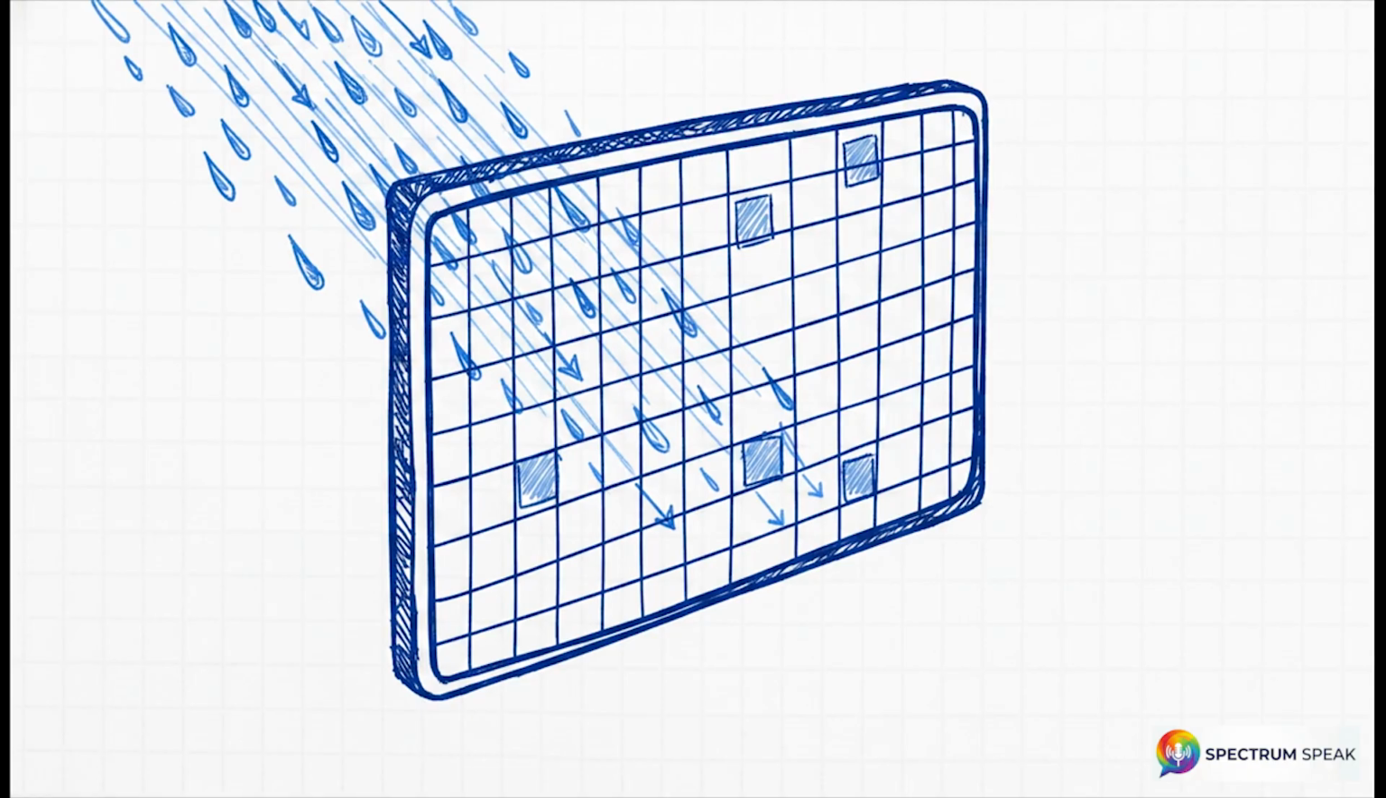Picture a window screen during a rainstorm. A surface integral is like measuring the total amount of rain that actually passes through that screen. It adds up the little bit of rain flowing through every single tiny hole in that screen to give you one grand total. You'll often hear this called flux. It's all about flow through an area.